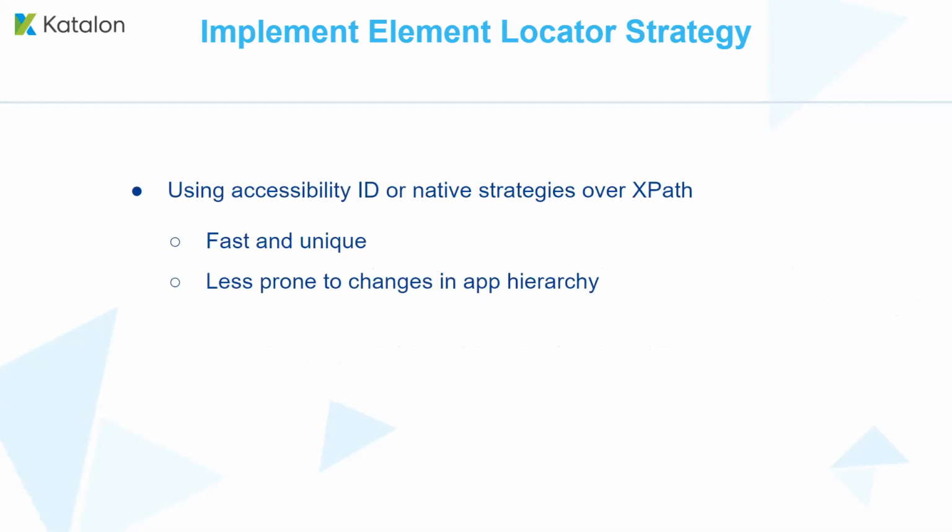So instead of using XPaths, specifically absolute XPath, use a native strategy. The benefit of using a native strategy, for example, could be accessibility ID, name, or, in the Android world, you have UI automation IDs also. Any of those native strategies are less prone to app hierarchy changes, and plus they are faster. Basically, they help in executing the test case faster.